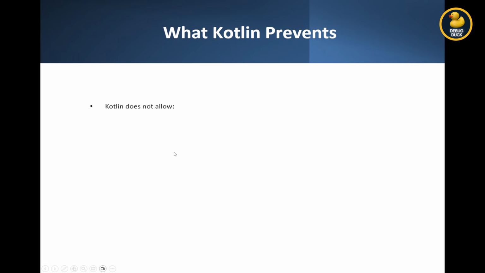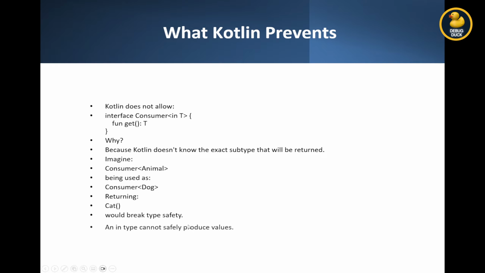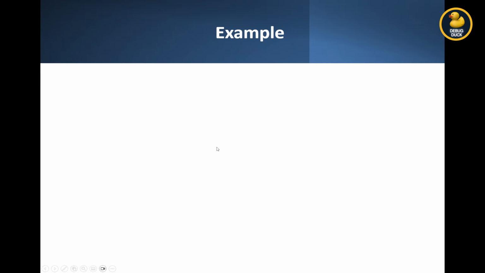What does Kotlin prevent? Kotlin doesn't allow interface Consumer<in T> with fun get returning T. Why? Because Kotlin doesn't know the exact subtype that will be returned. Imagine that Consumer<Animal> is being used as Consumer<Dog>. Returning a Cat would break type safety, and an in type cannot safely produce values.